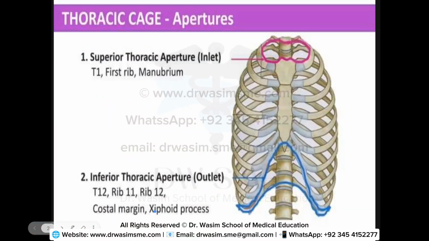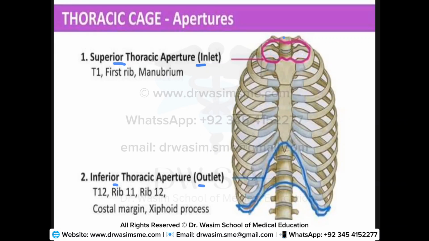So we will talk about all the things which include the bones, the muscles, the viscera, and the division of the thorax into different subcategories. First of all, we have the thoracic cage. With the thoracic cage, we need to understand that there are two very important things. One is the superior thoracic aperture, known as the inlet, and second is the inferior thoracic aperture, known as the outlet. So what are the boundaries?